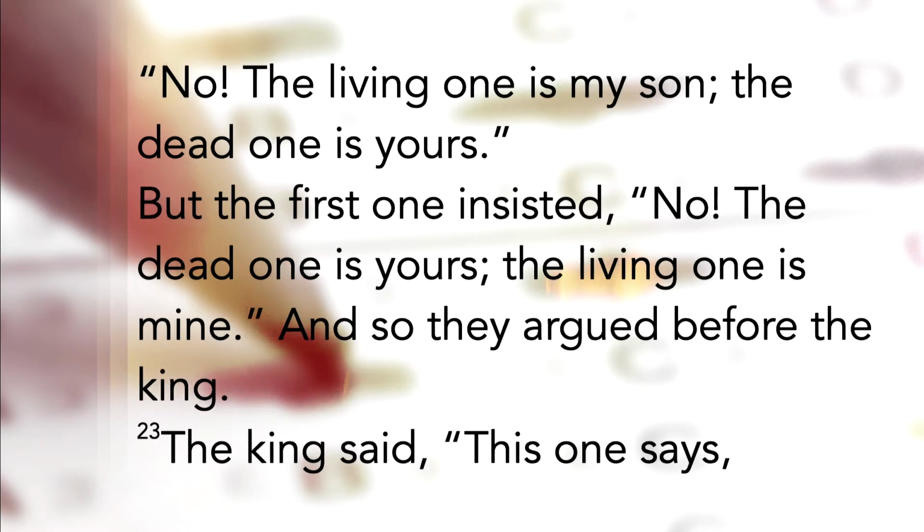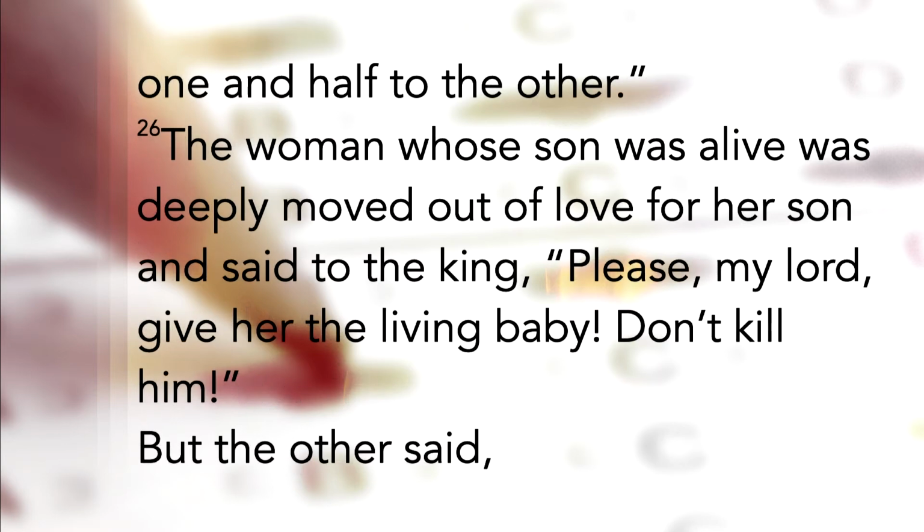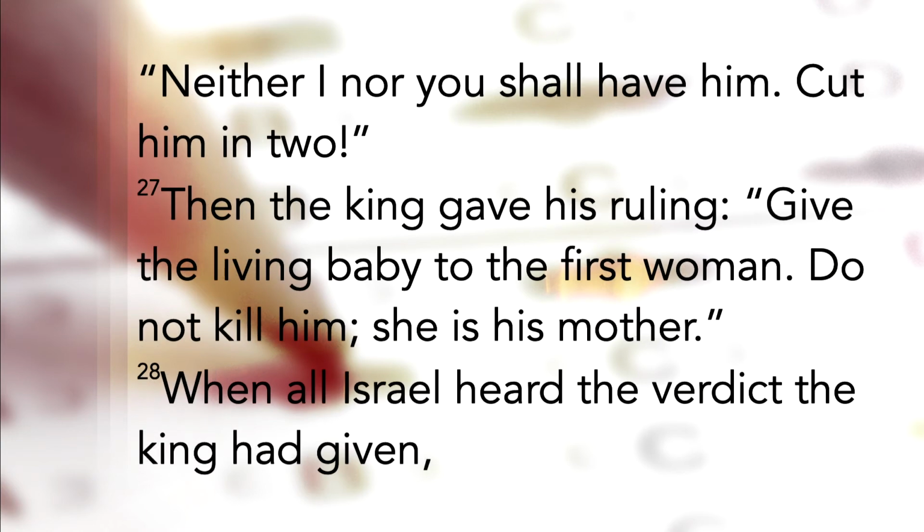The other woman said, no, the living one is my son, the dead one is yours. But the first one insisted, no, the dead one is yours, the living one is mine. And so they argued before the king. The king said, this one says, my son is alive and your son is dead. While that one says, no, your son is dead and my son is alive. Then the king said, bring me a sword. So they brought a sword for the king. He then gave an order, cut the living child in 2 and give half to one and half to the other. The woman whose son was alive was deeply moved out of love for her son and said to the king, please, my lord, give her the living baby. Don't kill him. But the other said, neither I nor you shall have him.